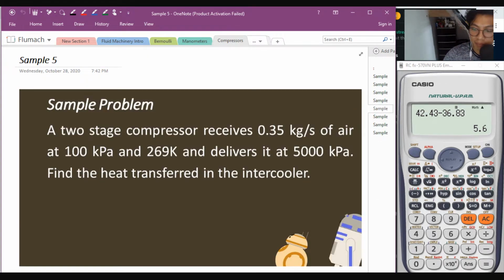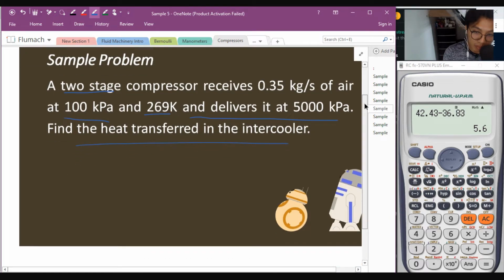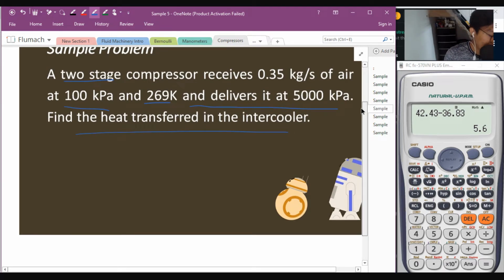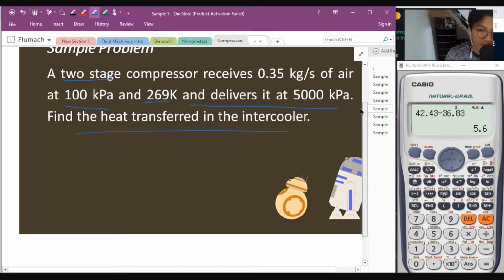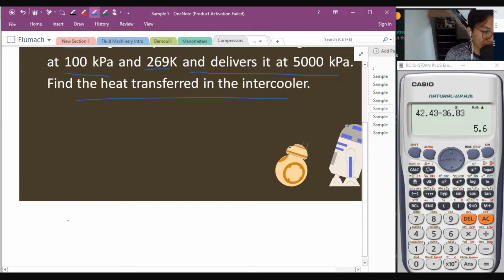Next problem. A two-stage compressor receives 0.35 kilograms per second of air at 100 kPa. Two-stage, okay? And 269 Kelvin, and delivers it at 5,000 kPa. Find the heat transferred in the intercooler. That is for number 6. Okay? Ano ba yung heat transferred in the intercooler?